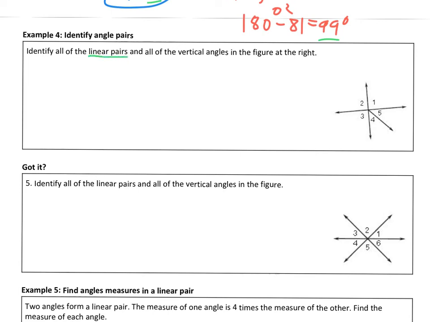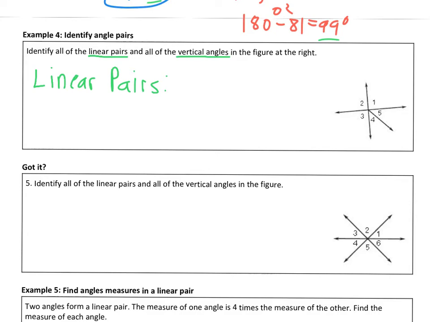So moving ahead to example 4, I'm going to talk about two new kinds of relationships here. Linear pairs and vertical angles, okay? So I'm going to literally write out linear pairs. So in this diagram, we're going to look for linear pairs. And all you need to know about linear pairs is that linear pairs are pairs of angles that create a line. So these angles have to be adjacent. They have to be supplementary.